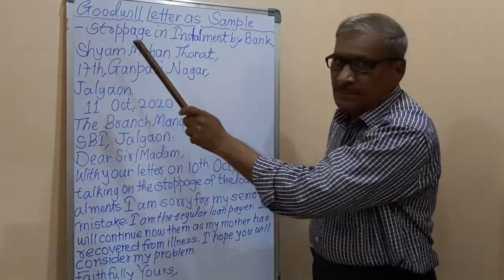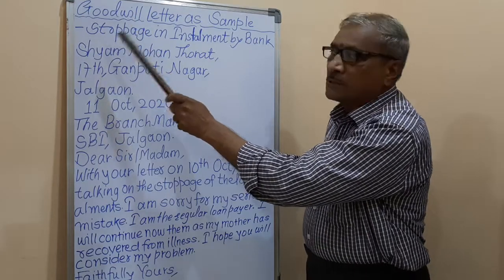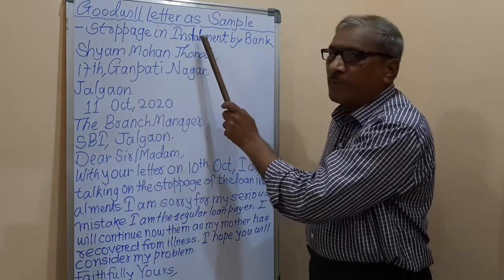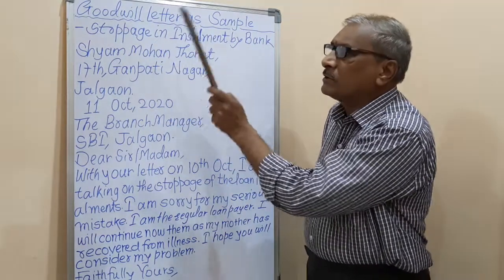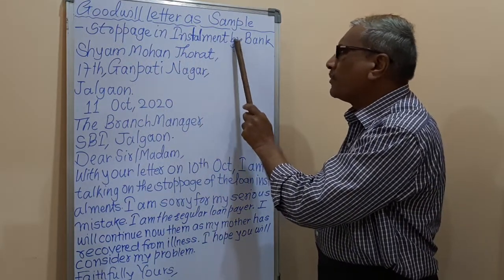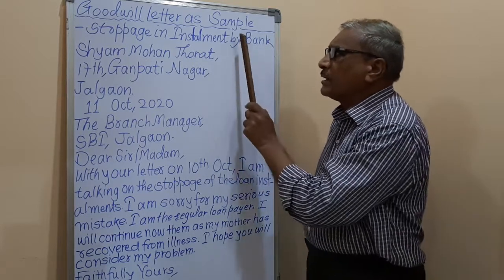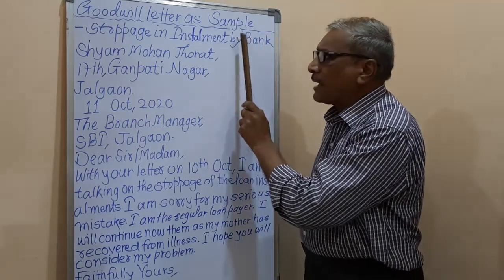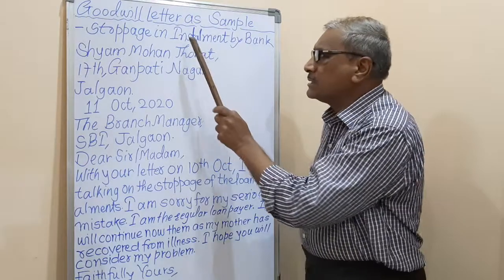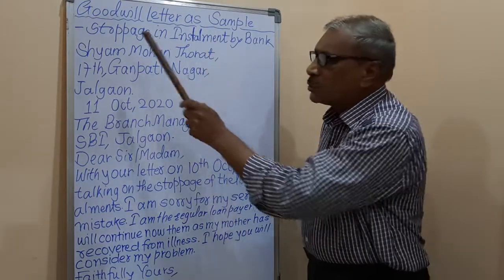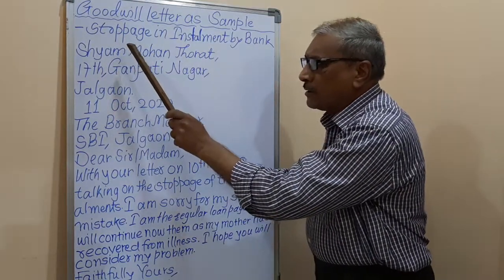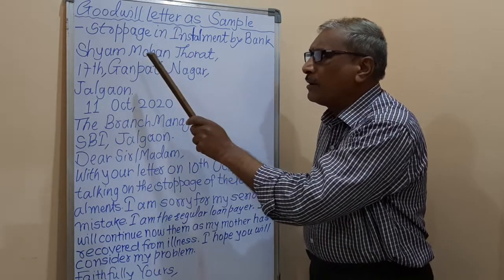The subject is that there is a customer, and that customer has stopped the installments of the bank. So the subject in short is stoppage in the installments by the bank. There is the bank, and that bank has given the loan to the customer. The customer has taken the loan from the bank in the form of installments.